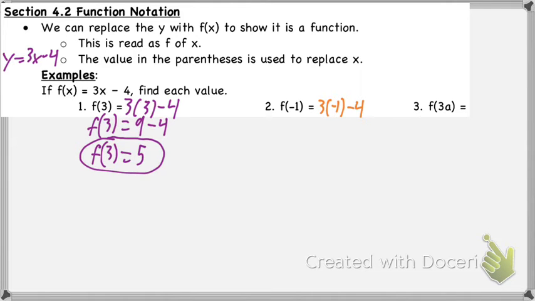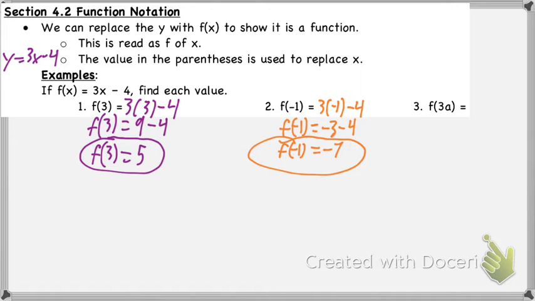Okay, Aiden, what are your notes? So, 3 times negative 1 minus 4, because negative 1 will replace x. So what is 3 times negative 1? Negative 3. So I have to write f of negative 1 again. I'm going to keep rewriting that. Negative 3 minus 4. So f of negative 1 equals what? Negative 7. And that's our answer.